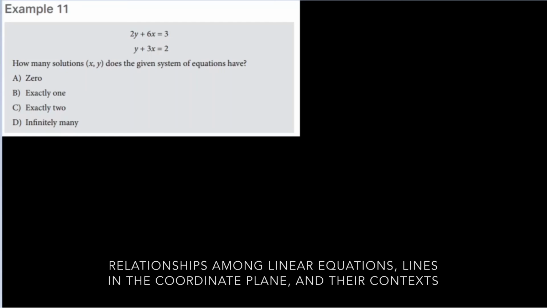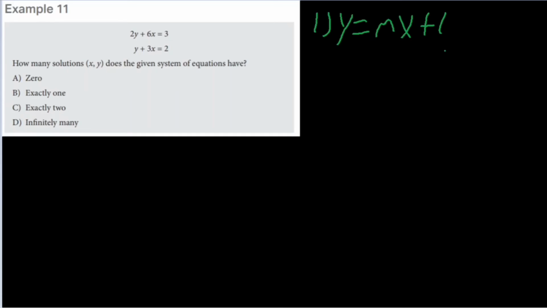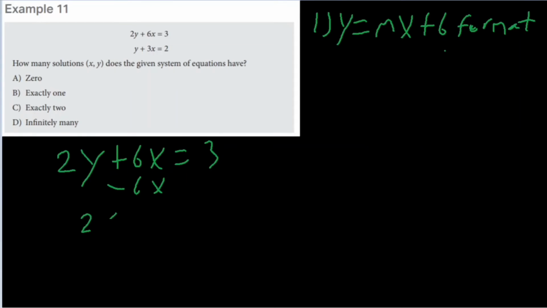How many solutions (x, y) does the system of equations have? So when it comes to determining how many solutions, you want to imagine it. What I find the easiest way to imagine it is when you put it into y equals mx plus b format. When you do that, you get that 2y is equal to negative 6x plus 3.